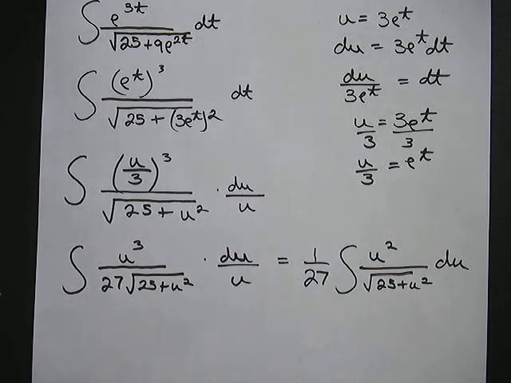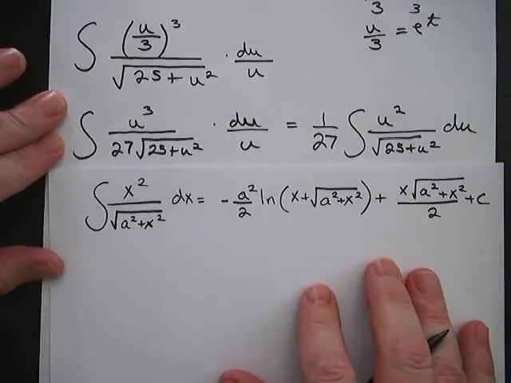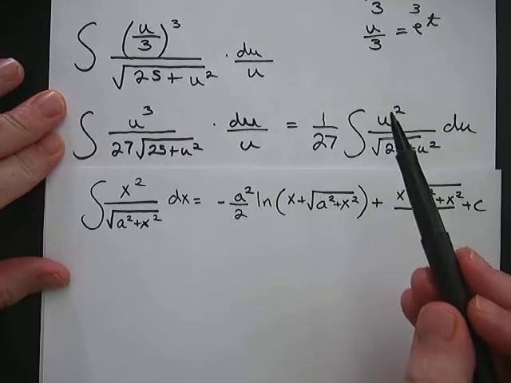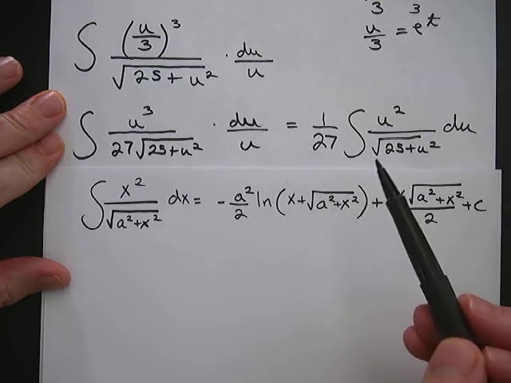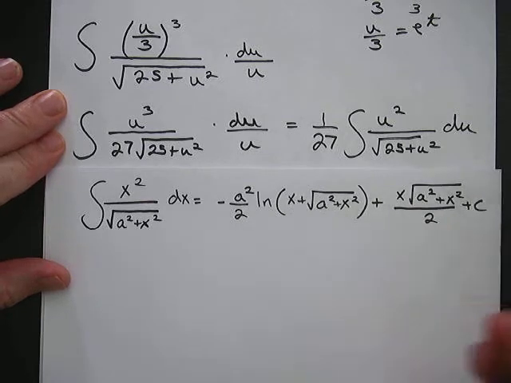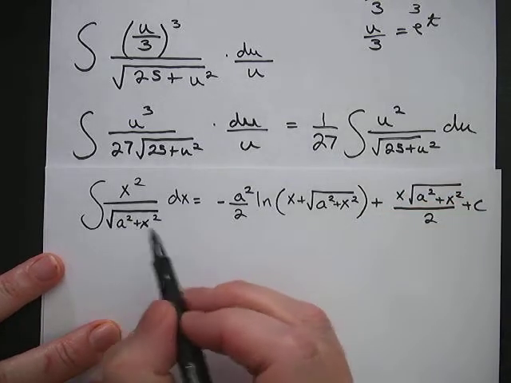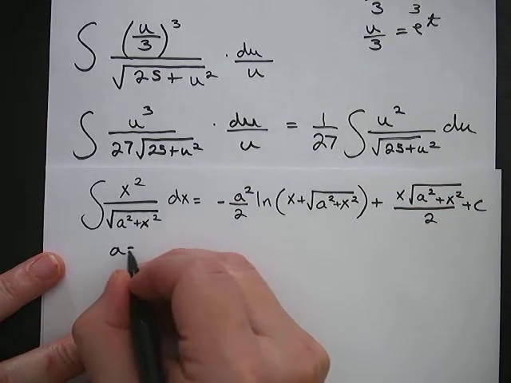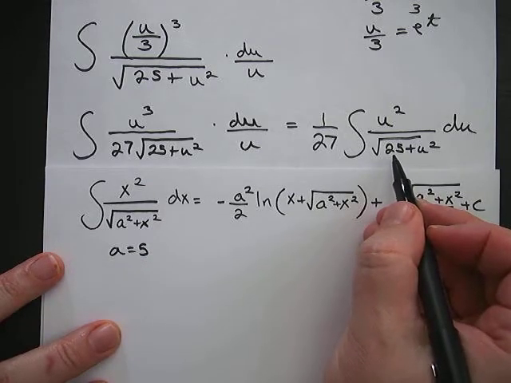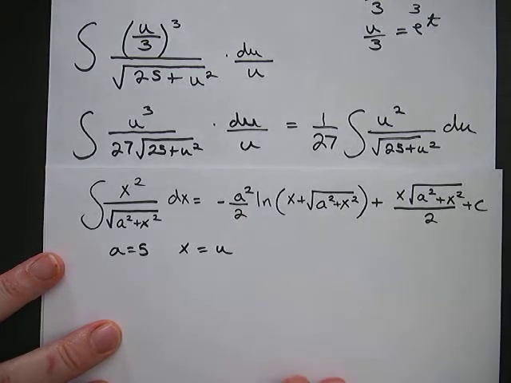Okay, now remember that what we were trying to make this thing look like is this right here. So have we managed to do that? Here's what we have. We have a u squared, there's an x squared, 25, that's 5 squared, so that's your a, and then there's the u, so it does look the same. So all we have to do now is figure out, for our problem, what is our a and what is our x? Well, our a is equal to 5, because 25 is 5 squared, and our x is equal to u. And we do have a 1 over 27 out front.